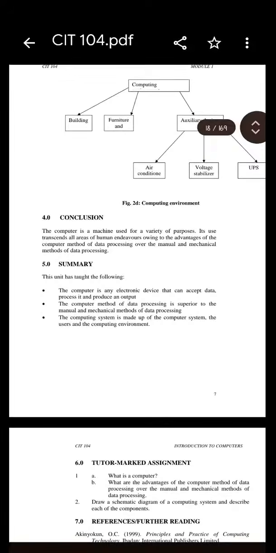Now, the computer system is made up of three major parts. You have the computer system, you have the users, and the computer environment.